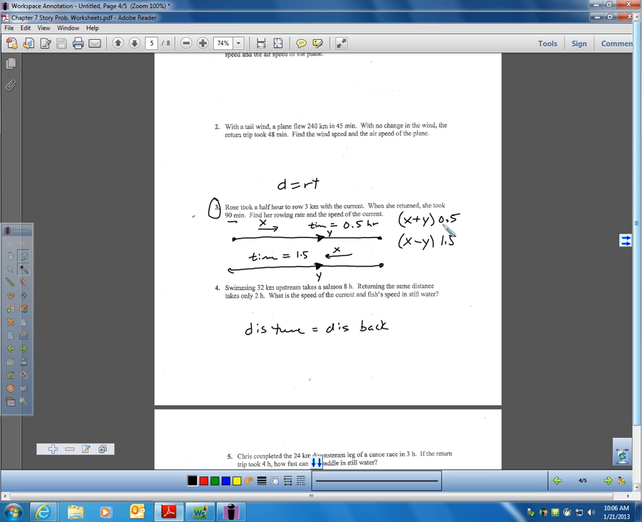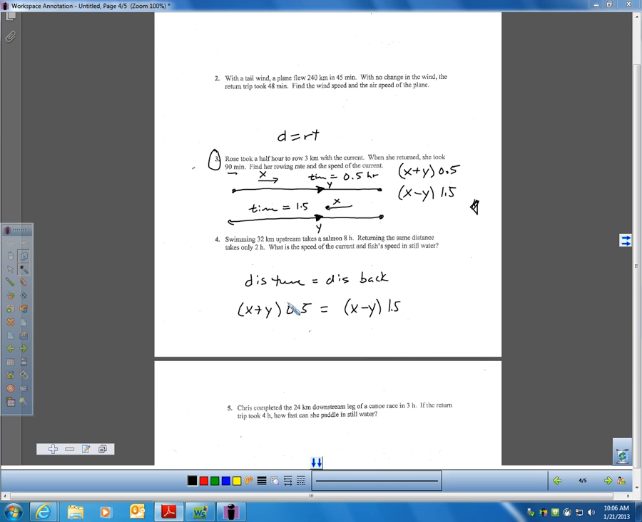Well, distance there would be rate and time. Here's the distance there. Okay? And here's the distance back. All we need to do is solve this system. Now we have two variables here. We've got to solve the system to solve this. So maybe I'll just do this one with you.